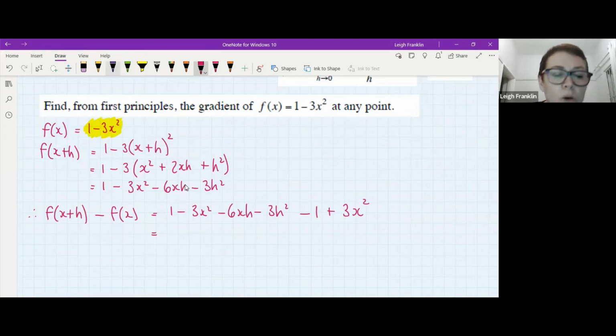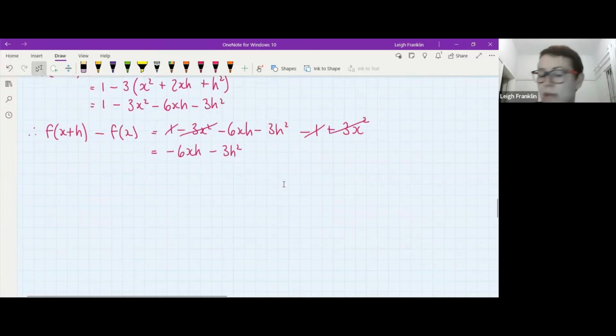What we should find here is that when we are saying f of x plus h minus f of x, anything that doesn't have an h in it should cancel out. It should be an additive inverse; it should add up to 0. Because what we want is something that has an h in it so that we can factorize. So 1 minus 1, the 1's are gone. Minus 3x squared plus 3x squared, that's gone. And what we are left with is minus 6xh minus 3h squared.